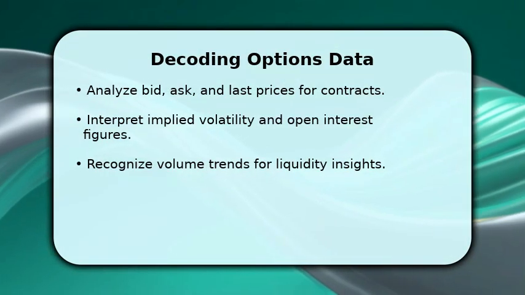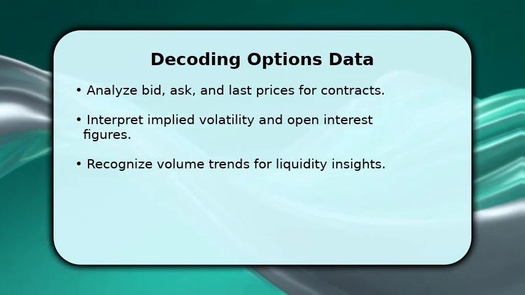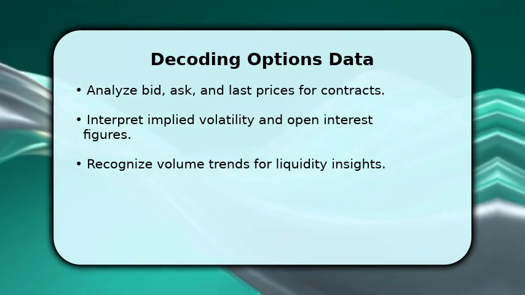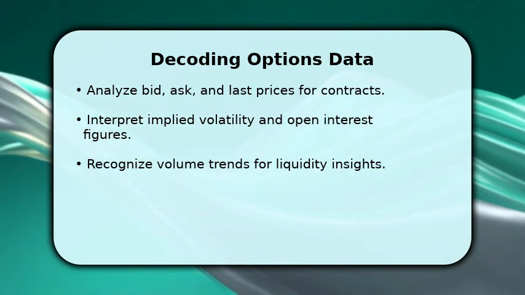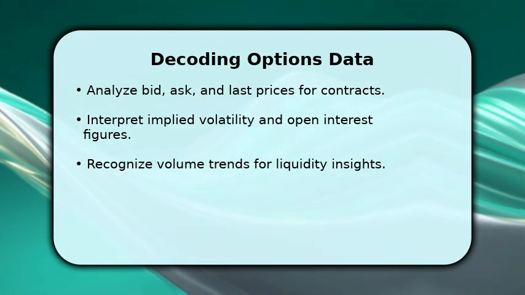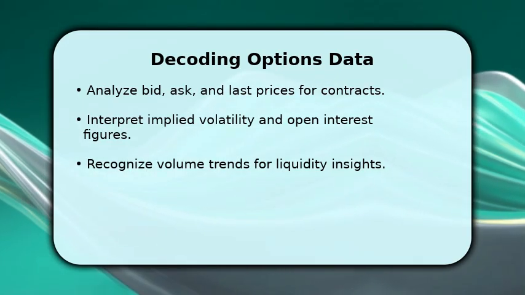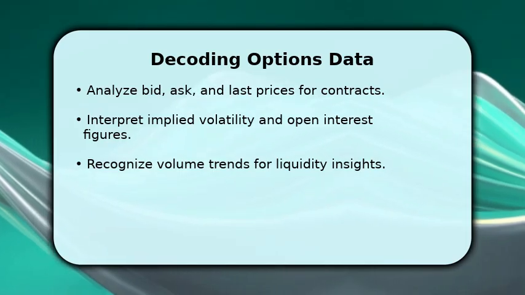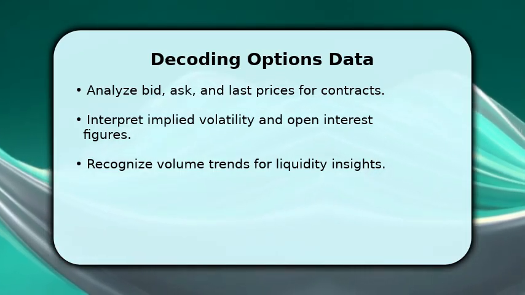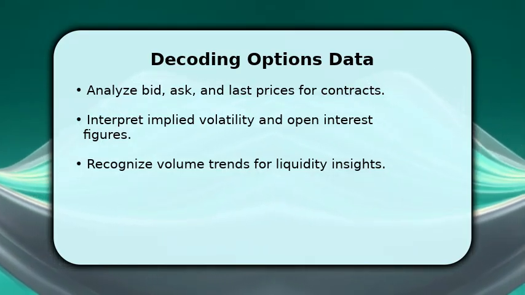Next, let's decode the essential data points. The bid and ask prices show where you can buy or sell, while the last price indicates the most recent trade. Implied volatility helps gauge expected price swings, and open interest reveals the total number of outstanding contracts. High volume often suggests better liquidity, making it easier to enter or exit positions efficiently.